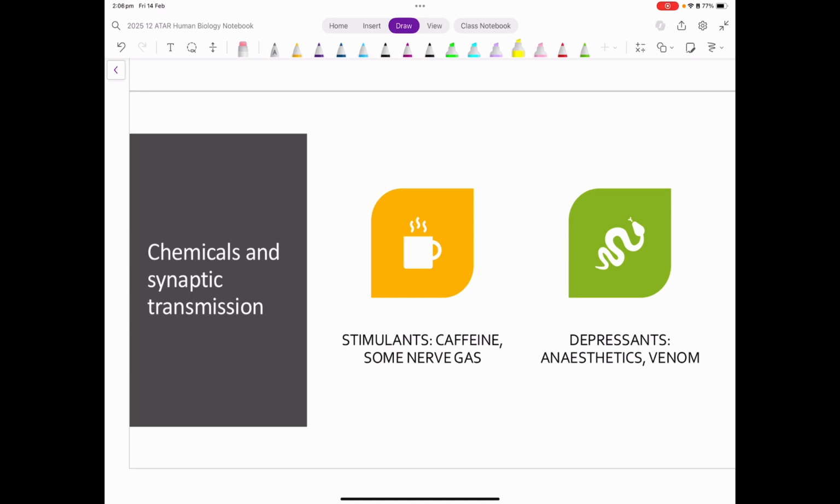Depressants, on the other hand, so things like anesthetics and some venoms, can decrease neurotransmitter activity. And they can do this by either blocking the release of neurotransmitter or enhancing how quickly they're reuptaken. And this can result in the opposite effect. So reduced neural signaling, reduced stimulation of the postsynaptic neuron.